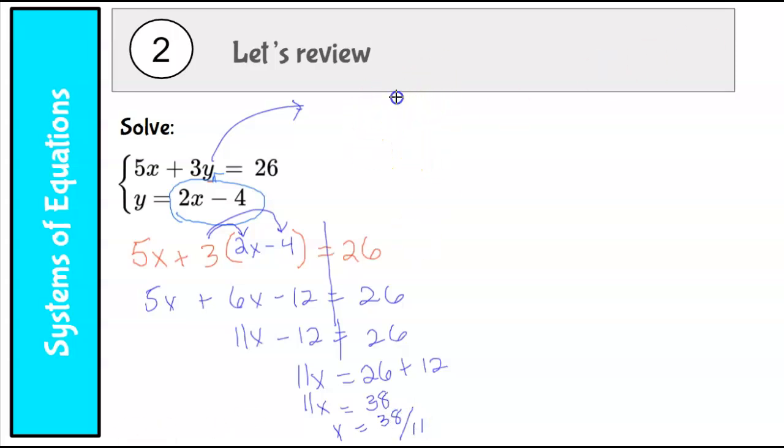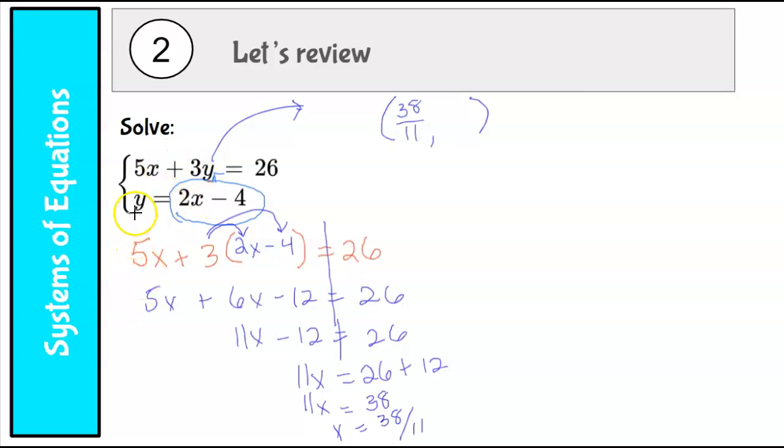Now remember, we're trying to get x and y. So what do we need to do? Just like in elimination, what do we need to do to figure out what y is? We need to do one more substitution of 38 over 11 into one of these equations.